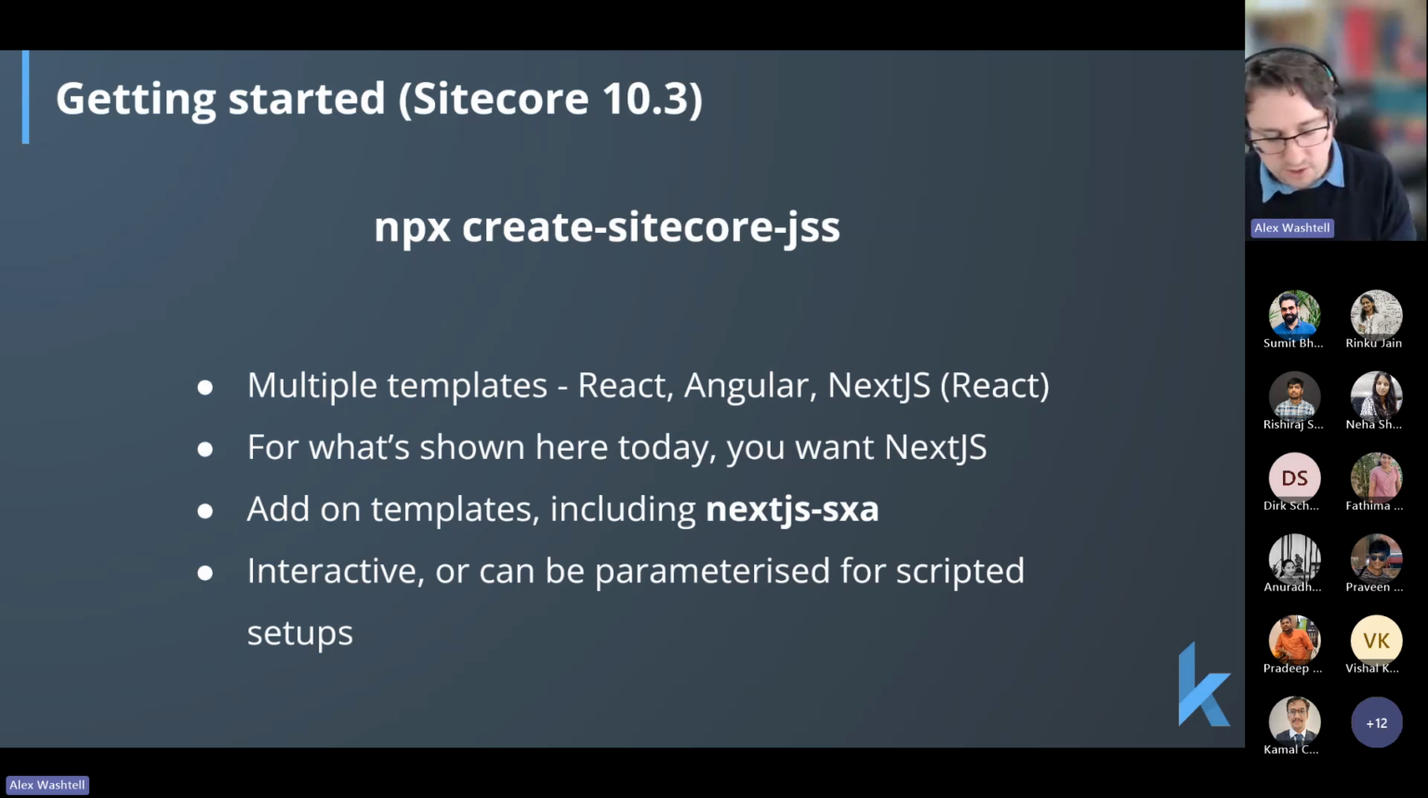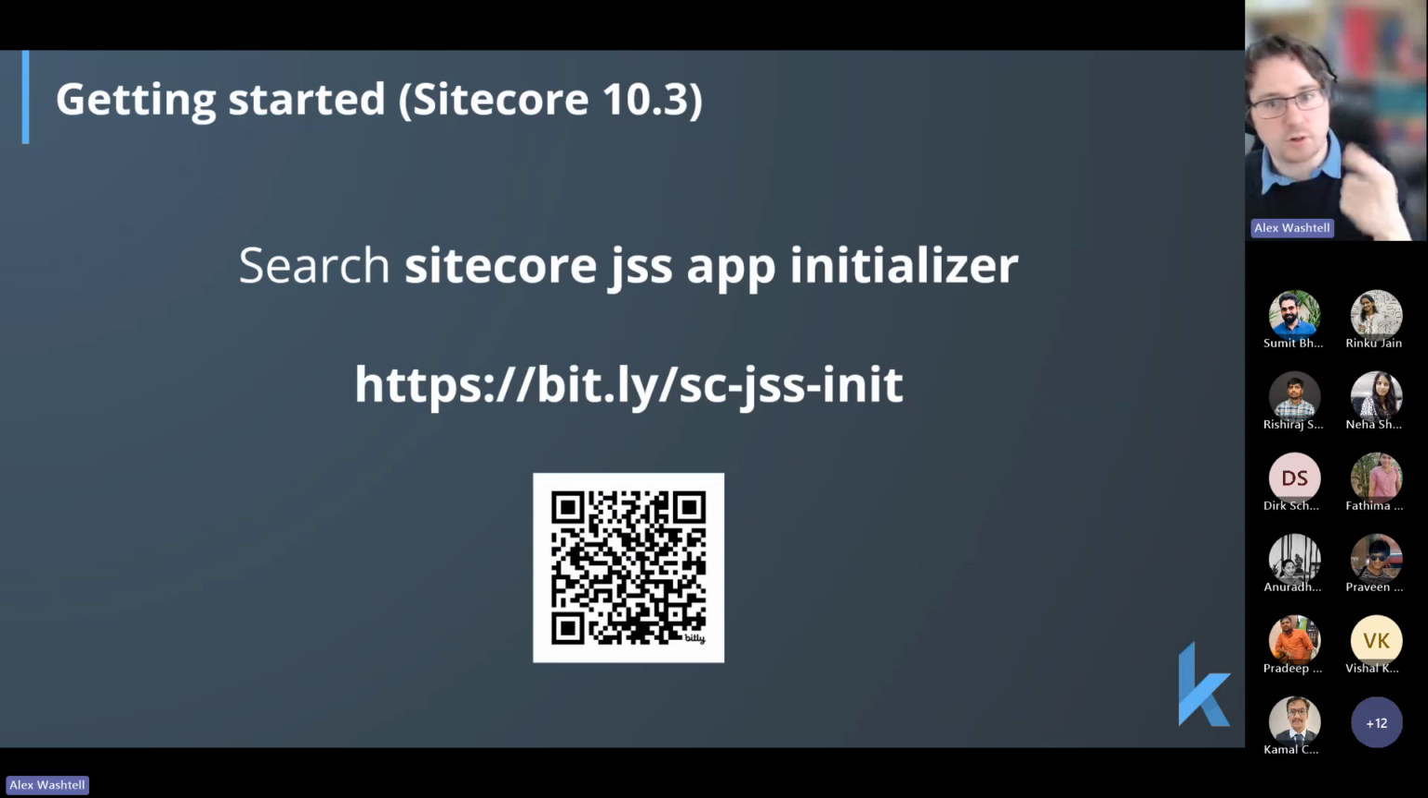This little tool is interactive, so you can run it on the command line and just step through these, or it can be parameterized for scripted setup. So if you want it as a one-liner, someone can just run it and have it pick out the Next.js and Next.js SXA parts. If you want more information on this tool, you can just Google Sitecore JSS App Initializer, or put a bit.ly link, or even a QR code. Any of these will take you to the JSS App Initializer documentation.